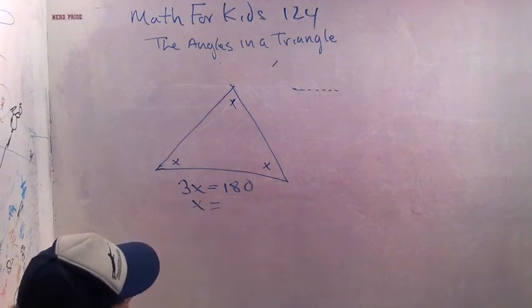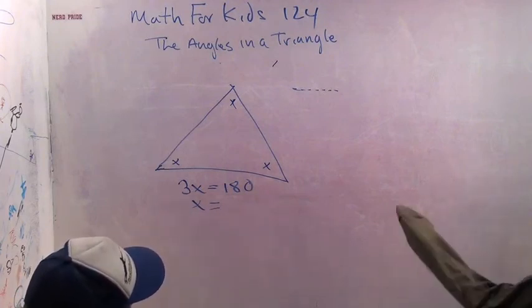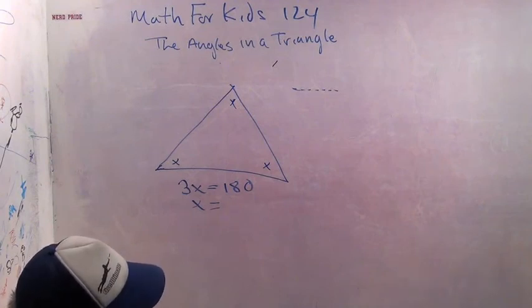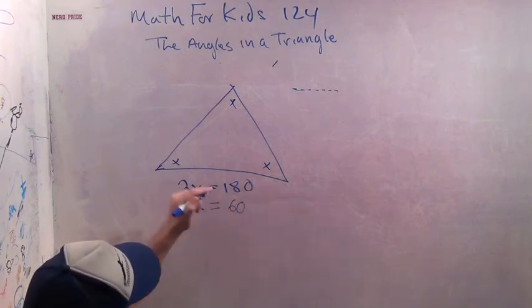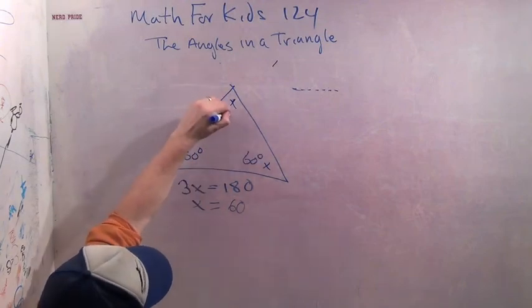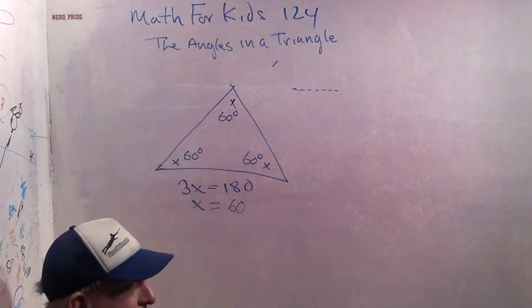X equals 180 divided by 3. What is 180 divided by 3? Which is 60. 60, right. Good job. So if a triangle has equal angles, all the angles are equal to 60 degrees. And that's a special kind of triangle called an equilateral triangle.